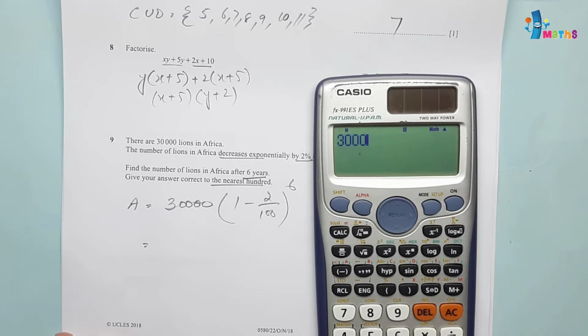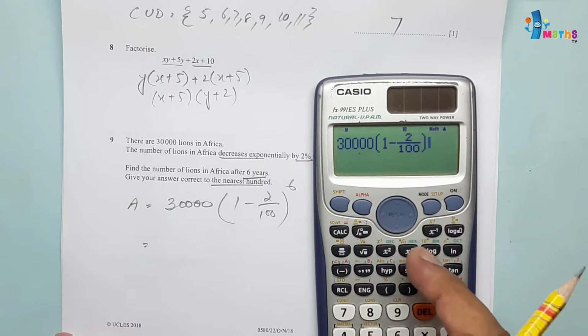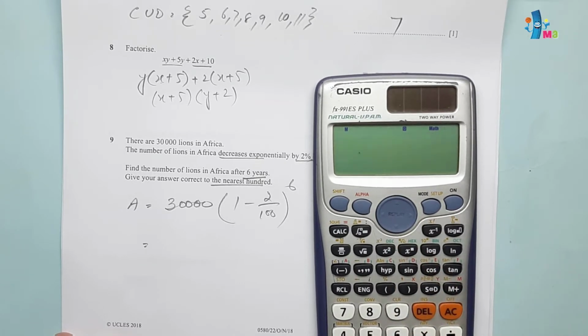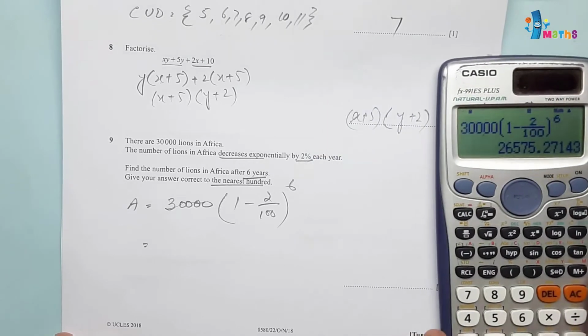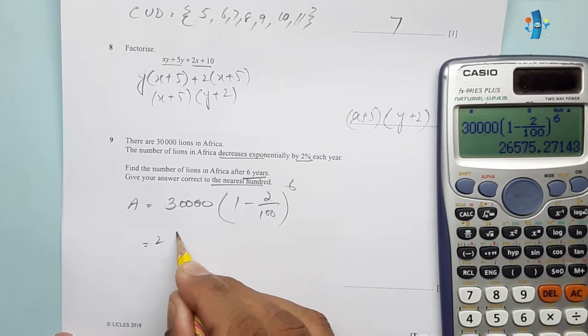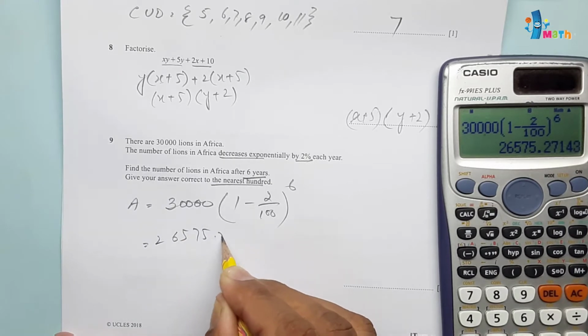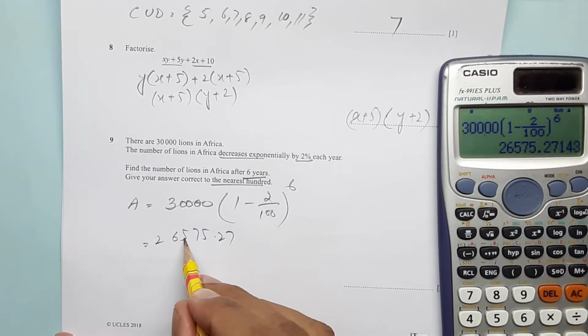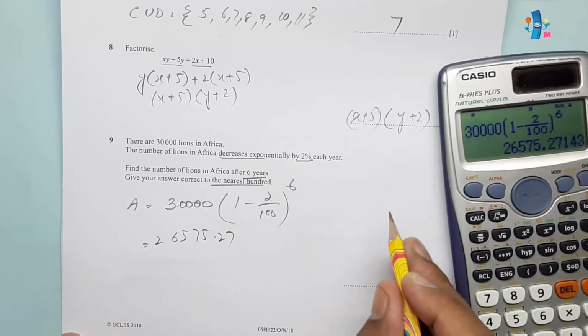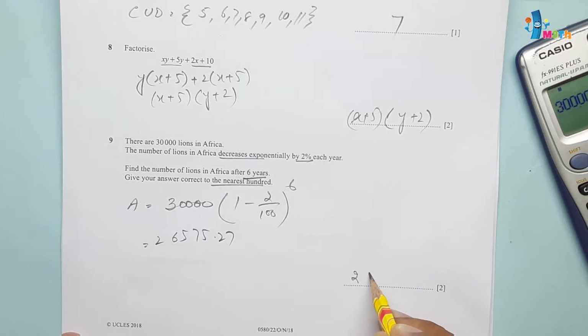30,000 into bracket 1 minus 2 divided by 100, bracket close, raised to the power 6, and this will result in 26575.27. So to the nearest 100 this will be 26,600, because we have to give the answer to the nearest 100. So 26,600, we can write the answer like this.